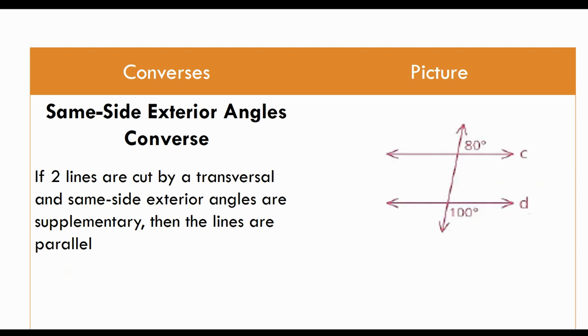Here's our last converse, same side exterior angles. So if two lines are cut by a transversal and same side exterior angles are supplementary, then the lines are parallel. So once again, exterior angle, 80 plus 100 gets me 180. So that makes them supplementary. So if I have same side exterior angles that are supplementary, then I have parallel lines.